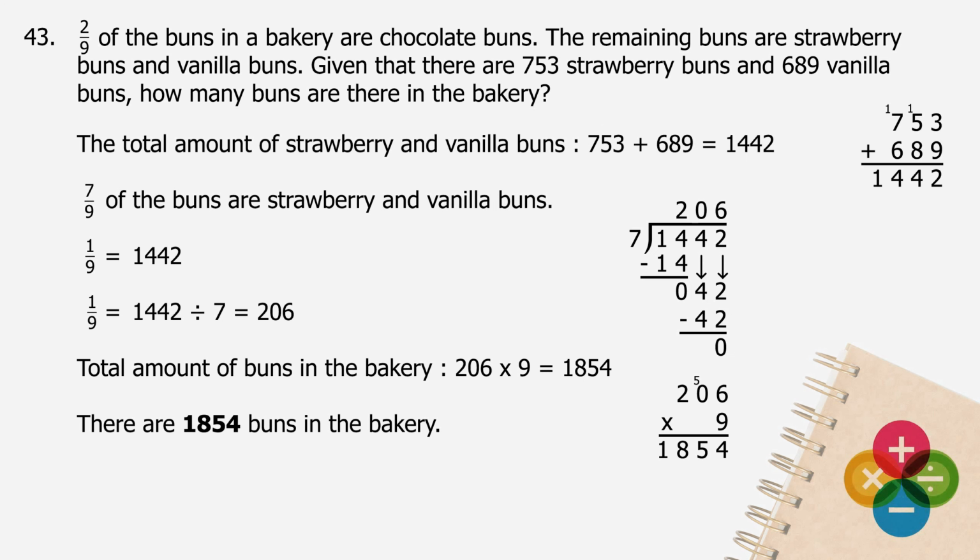The total amount of strawberry and vanilla buns will be, add 753 to 689, and the sum is 1442. 7 over 9 of the buns are strawberry and vanilla buns. 7 over 9 will be equal to 1442. 1 over 9 will be, divide 1442 by 7, and the quotient is 206. The total amount of buns in the bakery will be, multiply 206 by 9, and the product is 1854. There are 1854 buns in the bakery.